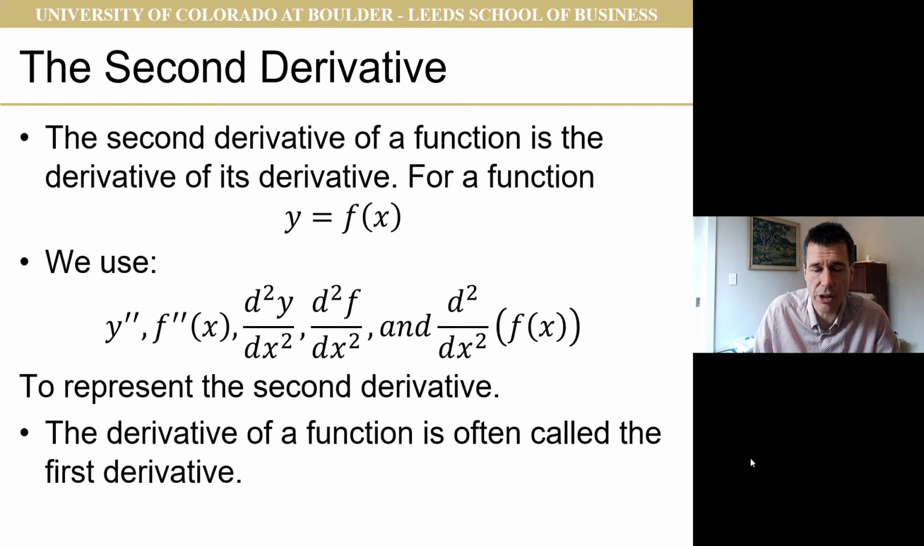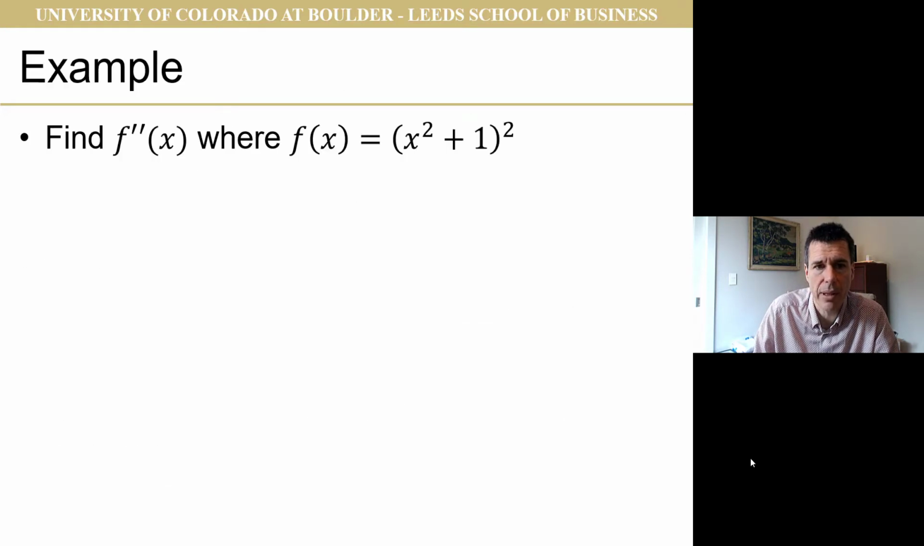Now the derivative of the function, as we learned last time, and I started using this terminology in the last video, is often called just the first derivative. Okay, so for example, we want to find f double prime of x, the second derivative, where f of x equals x squared plus 1, squared.